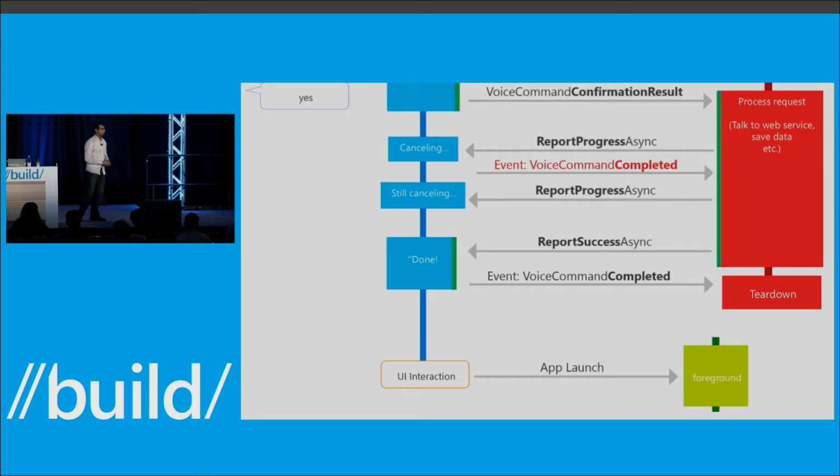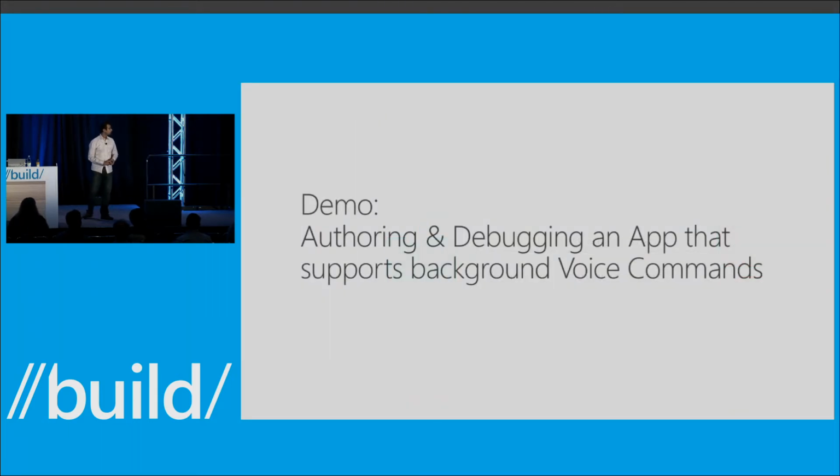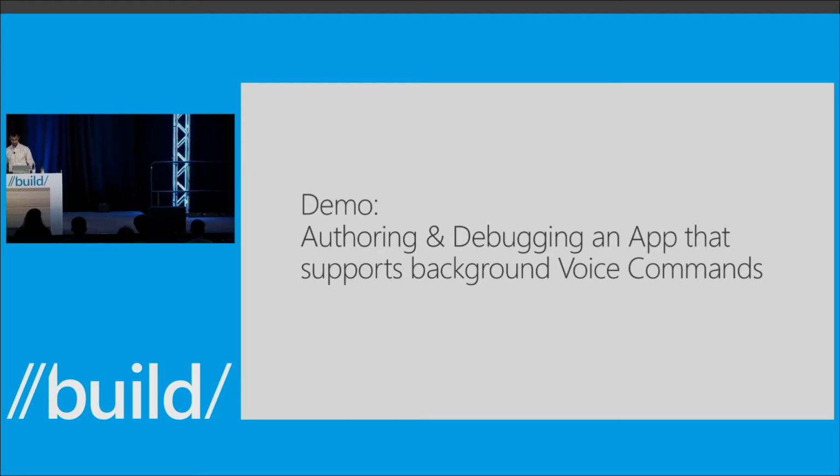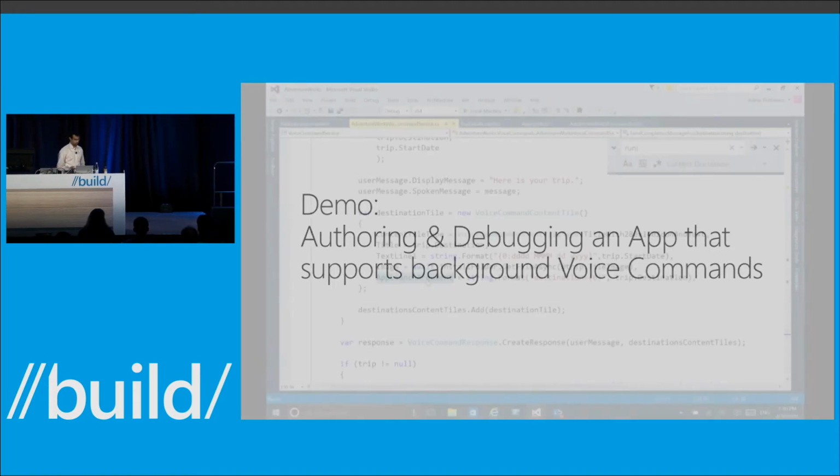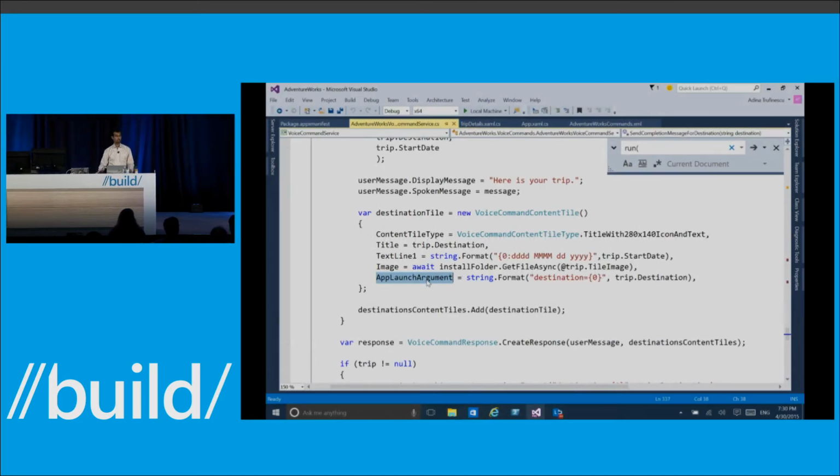Now, what we saw earlier was a successful flow. Remember that if the user decides to cancel the operation at any time, you could receive the voice command completed event earlier in the flow. So please be prepared to handle that event even when you're doing processing in your background task. So at this stage, I think you know everything you need to author a little bit more of a complex flow. So let's switch back to the demo machine and see how we can extend this to handle a scenario where you want to share trip details with the user.